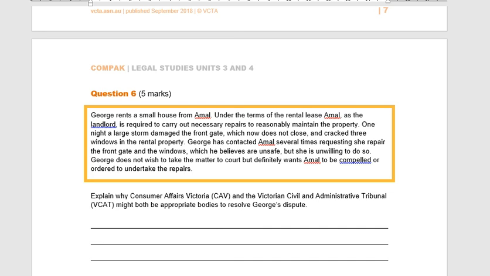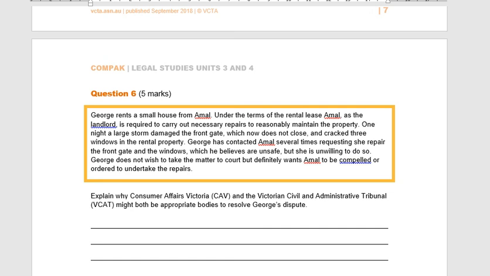George does not wish to take the matter to court, but definitely wants Amal to be compelled or ordered to undertake the repairs. Okay, explain why CAV and VCAT might both be appropriate bodies to resolve George's dispute.